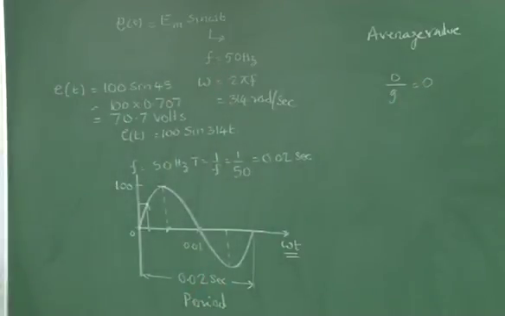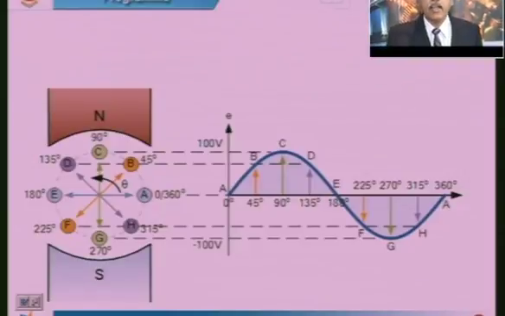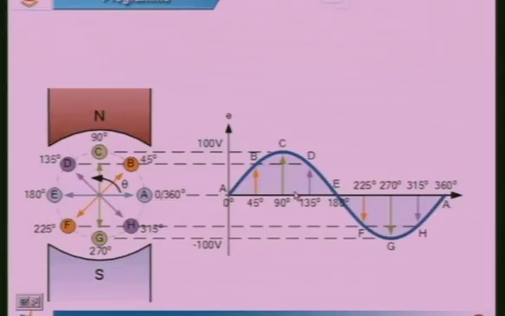So, this 0 value of average value is not useful for us, it will not give us any information about the waveform. So, to have a meaningful average value, instead of calculating the average value over a period, we will calculate the average value over a half period, that is, considering either the positive half cycle or the negative half cycle. Any one half cycle is sufficient to define the average value.